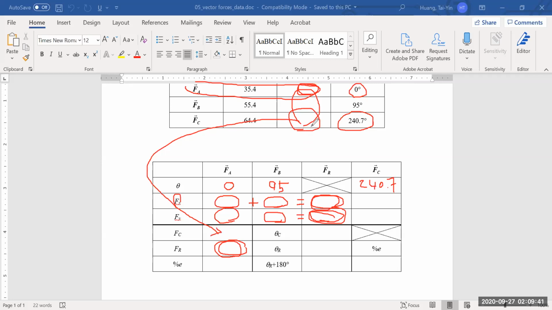And also, you can calculate the percent error. So for percent error, because all these are actually measured values, you will just find the difference of the two and then divide it by the larger value in order to get your percent error, okay?